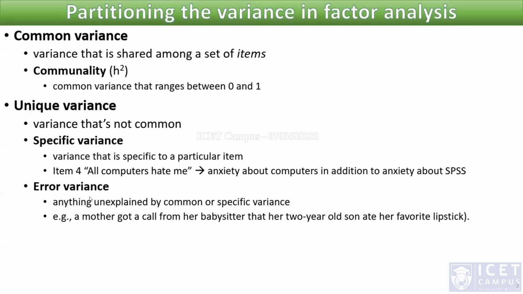Then the other one is the error variance, that is anything unexplained by the common or specific variances. For example, a mother got a call from her baby sister that her 2-year-old son ate her favorite lipstick. So that is the error variance that is not relevant to these two.